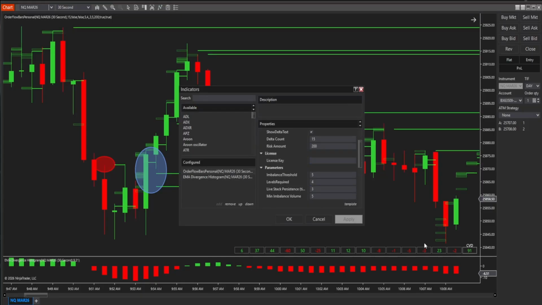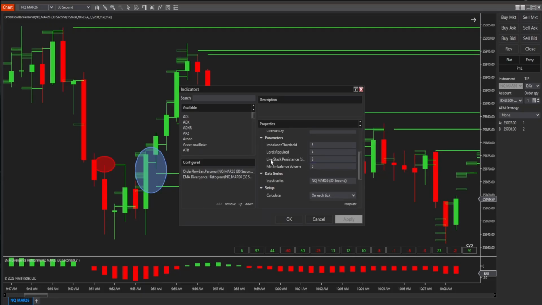And as you can see here, we have the delta count of 15. So this down here, down at the bottom, is 15. And then risk amount, that just tells me I'm working on that about risk profile. But the imbalance threshold needs to be 5 times. The levels required needs to be 4. It needs to be 4 levels just for one of these bars to show up.